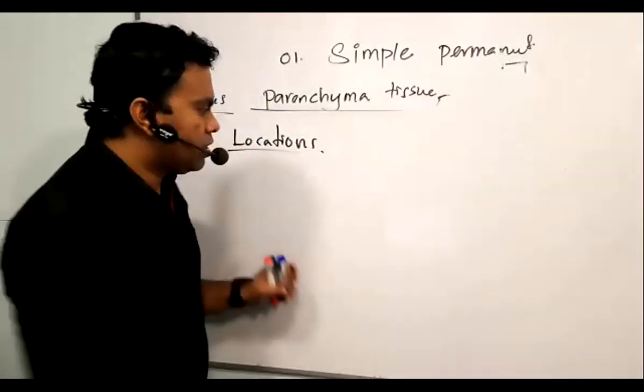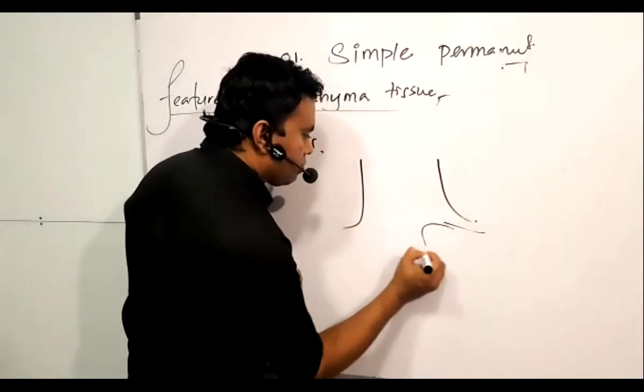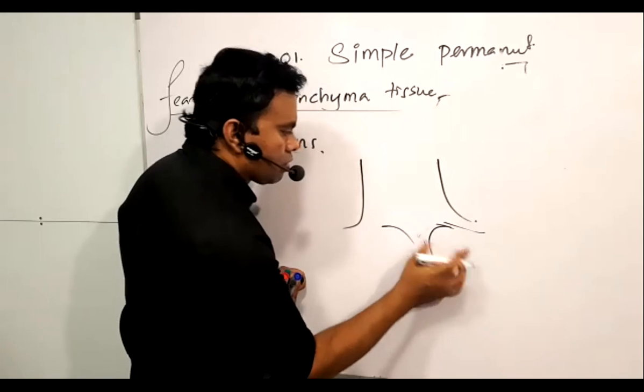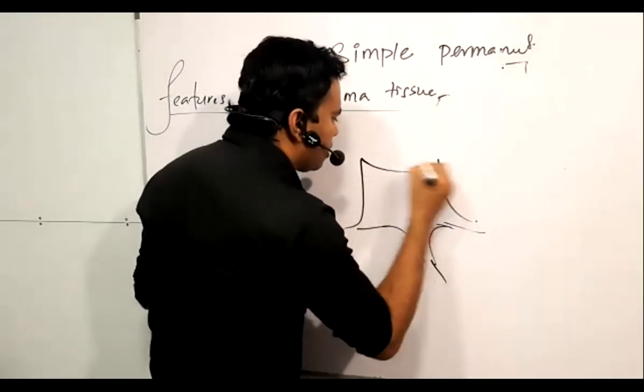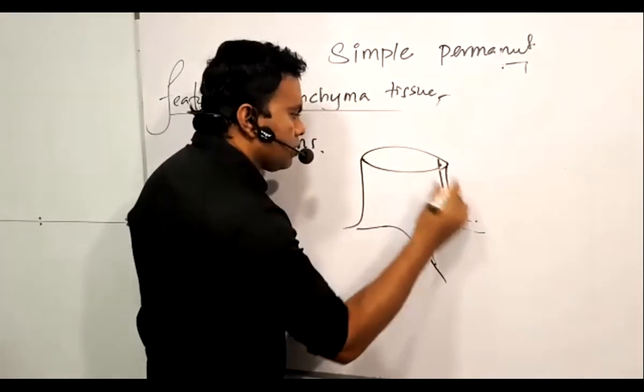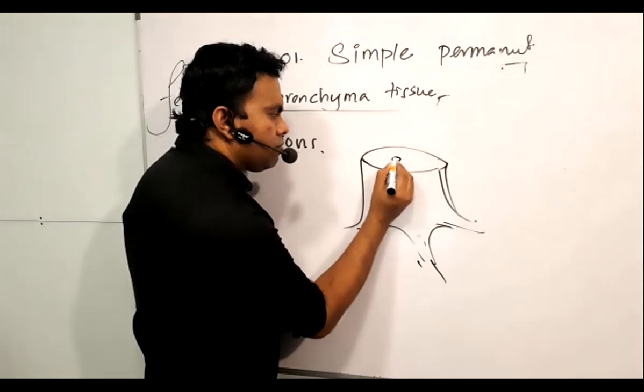Okay. So this is a plant stem. That's all. And this is the cross section. So what exists in the middle?